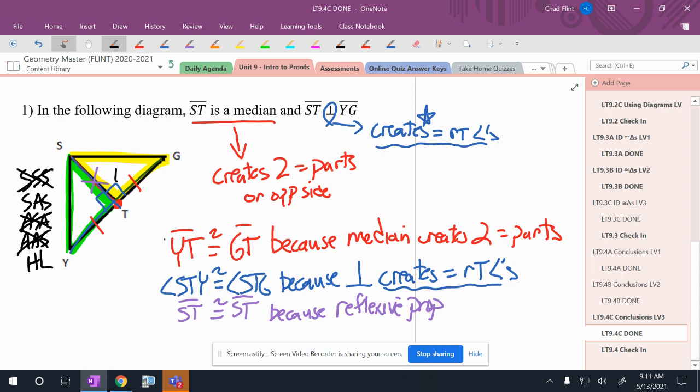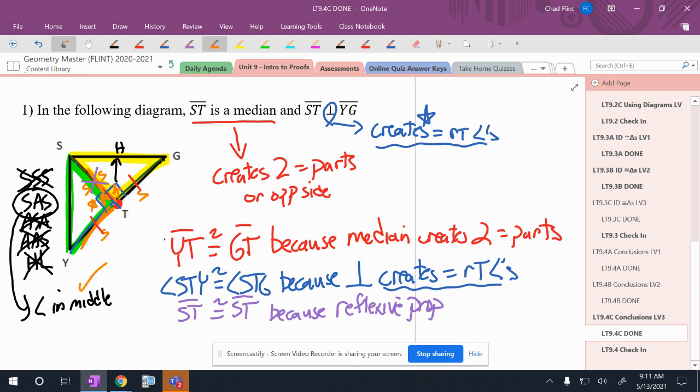Hypotenuse leg requires me to know that the hypotenuses are congruent. I don't know that, so hypotenuse leg is out. So it has to be side, angle, side. Remember, the angle's in the middle. And it is, because, let's do this in orange, here's one side, here's the other side, there's the angle. I have a pair of sides, a pair of angles, and a pair of sides.